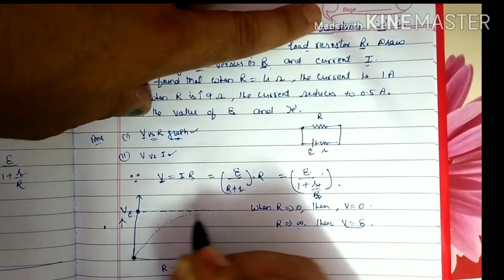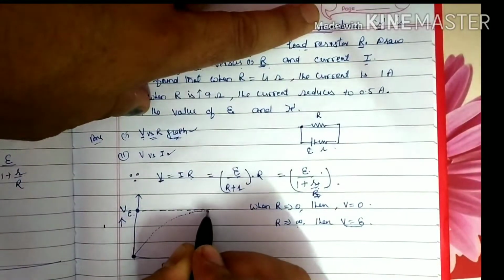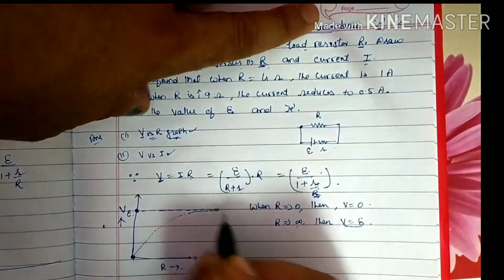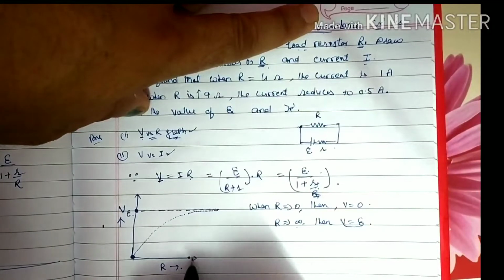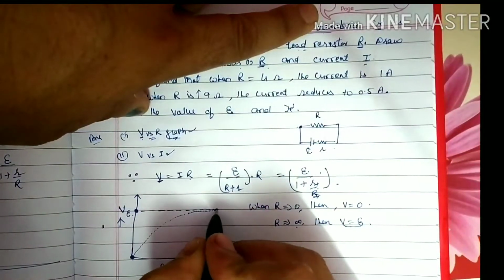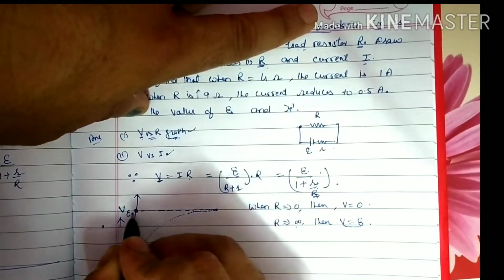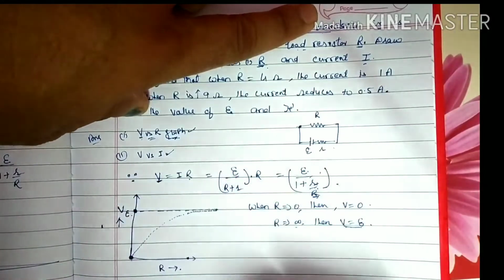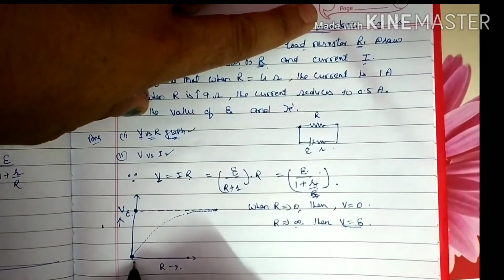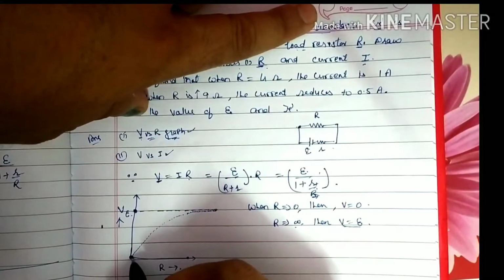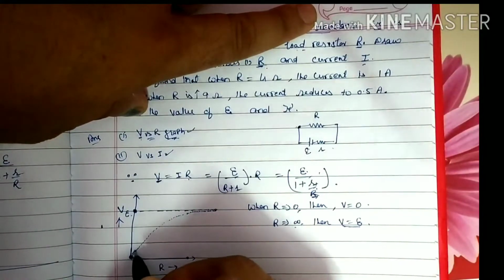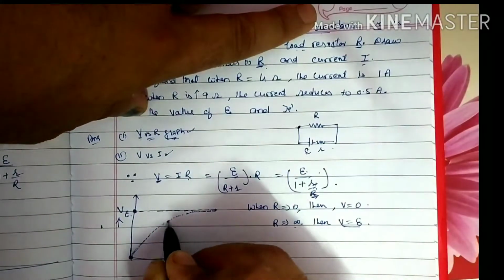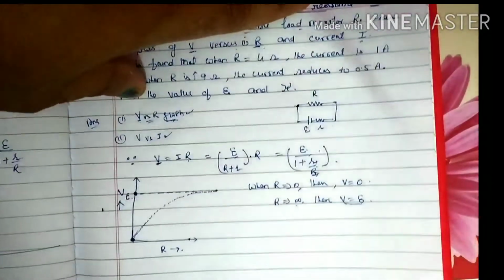This non-linear graph we will get, and then this graph becomes parallel to the resistance axis. So at this point V is equal to E, and as the resistance increases, we will get non-linear values of terminal potential. We will get this type of graph.